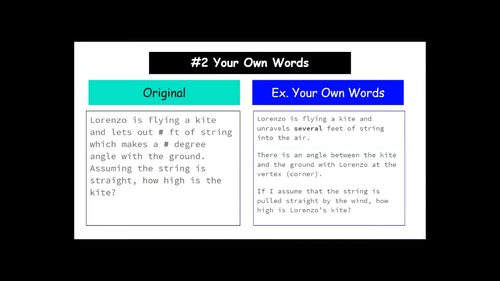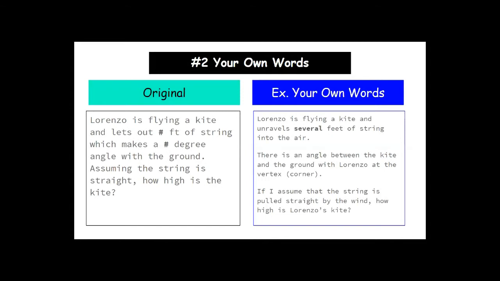And in the last part, I revised the whole thing, put you in the position as a spectator, or "I," by saying "if I assume that the string is pulled straight by the wind." By the wind, we want to remember that the kite is being pulled up into the air by the wind. If there was no wind, the kite would be on the ground. Usually people go out only when it is a windy day to fly a kite, so that the wind will lift it up. And then how high is Lorenzo's kite?